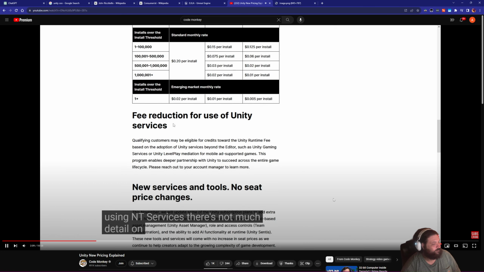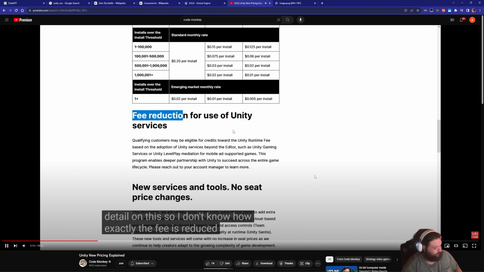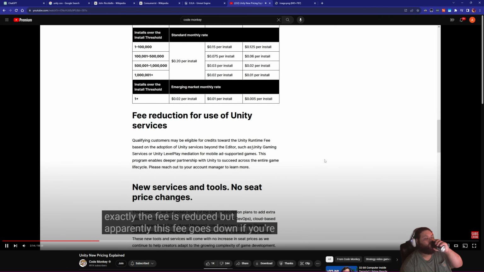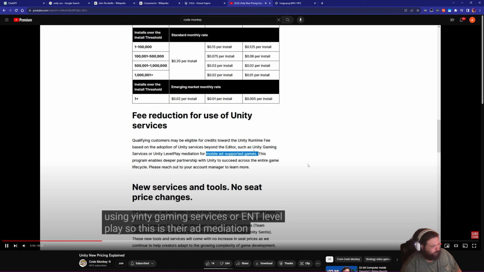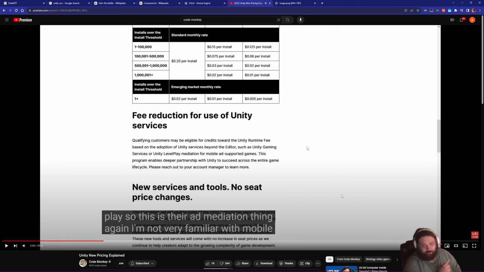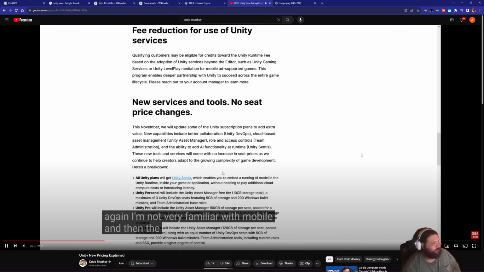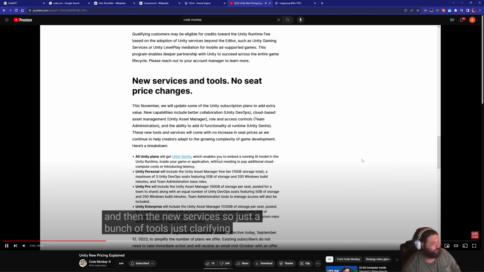There's not much detail on this, so I don't know exactly how the fee is reduced, but apparently this fee goes down if you're using Unity Gaming Services or Unity Play. So this is their ad mediation thing. Again, I'm not very familiar with mobile. Again, that's tying, and I know for a fact that's not legal in some markets. And then the new services, so just a bunch of tools, just clarifying some things.